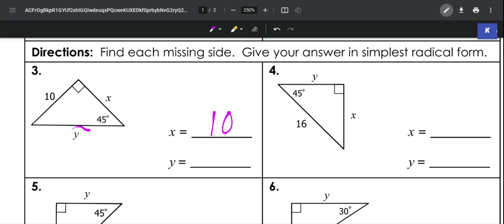Now what we need to know, though, is y, which is the hypotenuse in this case, because both of these would be our legs, and then our diagonal line here would be our hypotenuse. A good way to remember this, since we're looking at right triangles, is the hypotenuse is always going to be opposite of the right angle. So like this is our right angle here. Opposite of that is our hypotenuse.